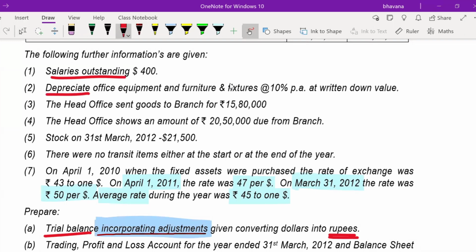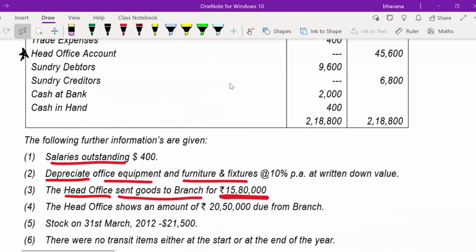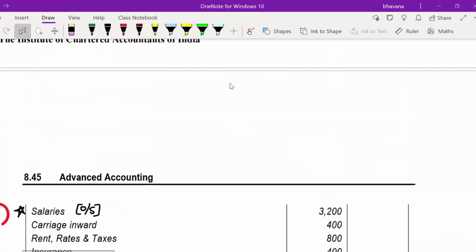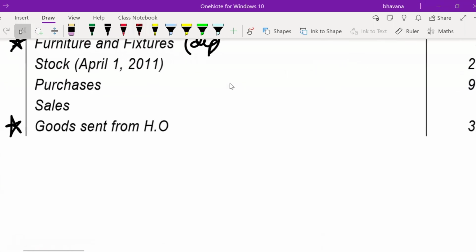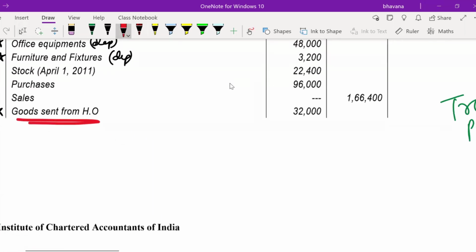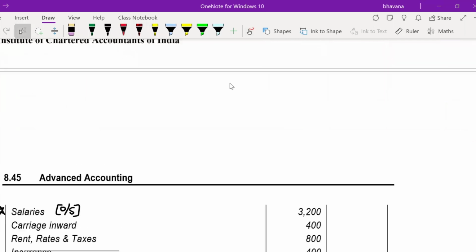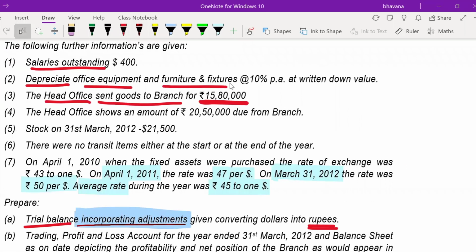Then they have given you depreciation in relation to office equipment and furnitures and fixtures. Then head office sent goods to branch for 15,80,000 rupees. Here directly they have given you something. Now go to the question. See if there is anything related to the goods which the head office has sent to branch. Goods sent from head office to the branch. What is given here? Here $32,000. So for this, direct conversion is available here, which is nothing but 15,80,000 rupees. I hope you understood that.